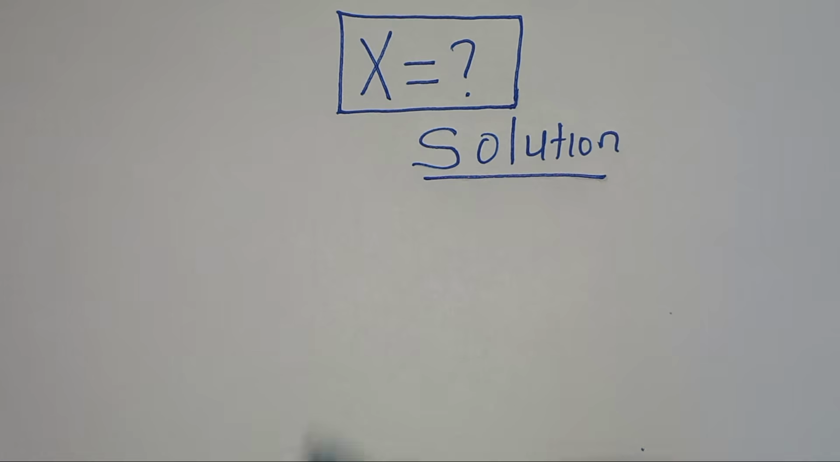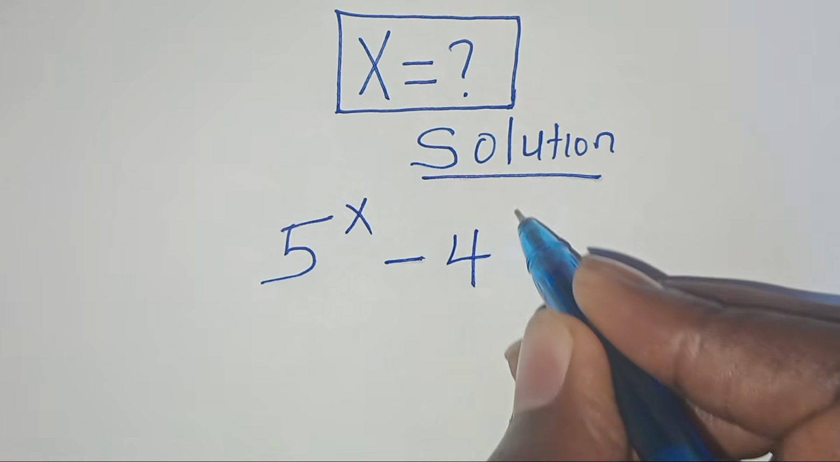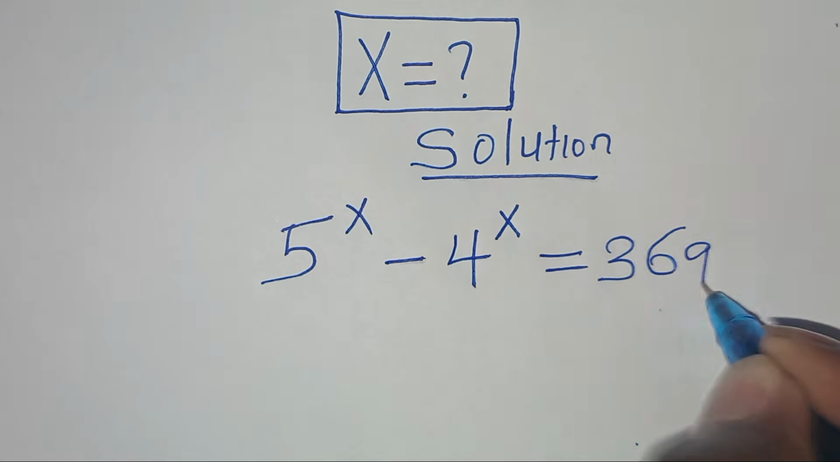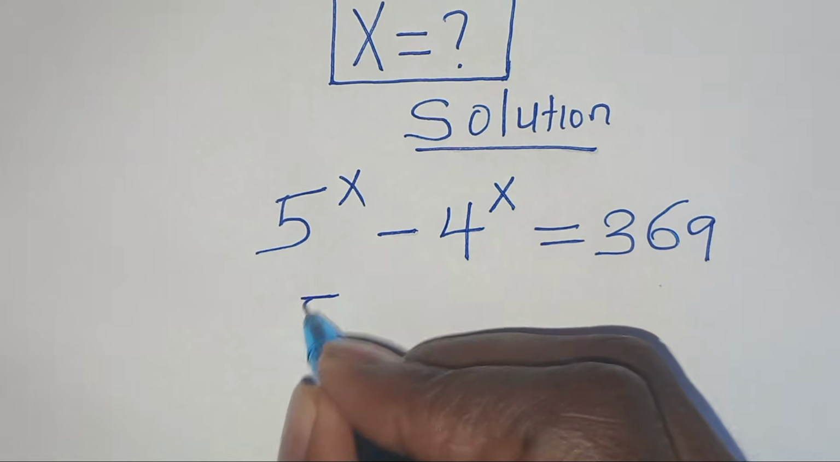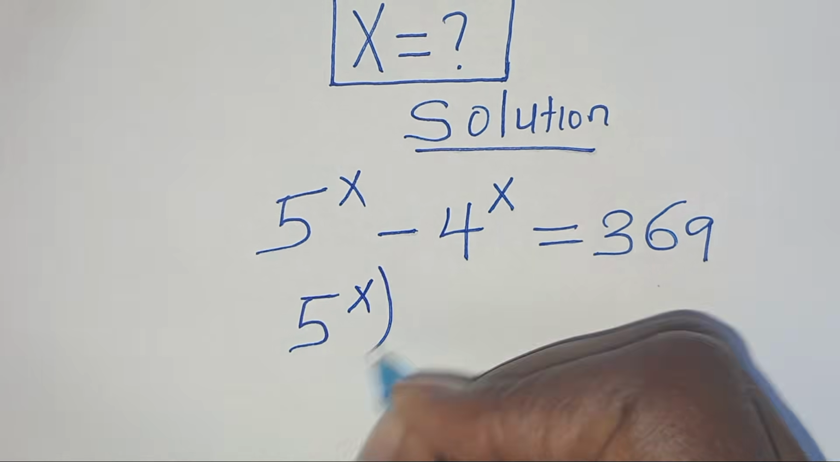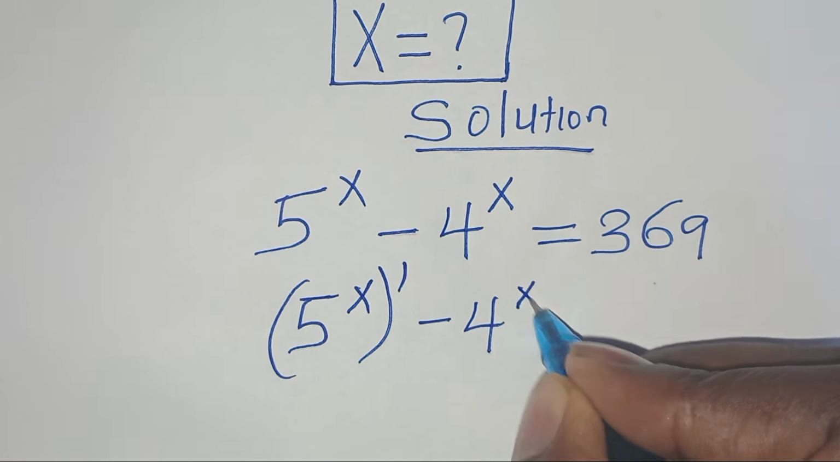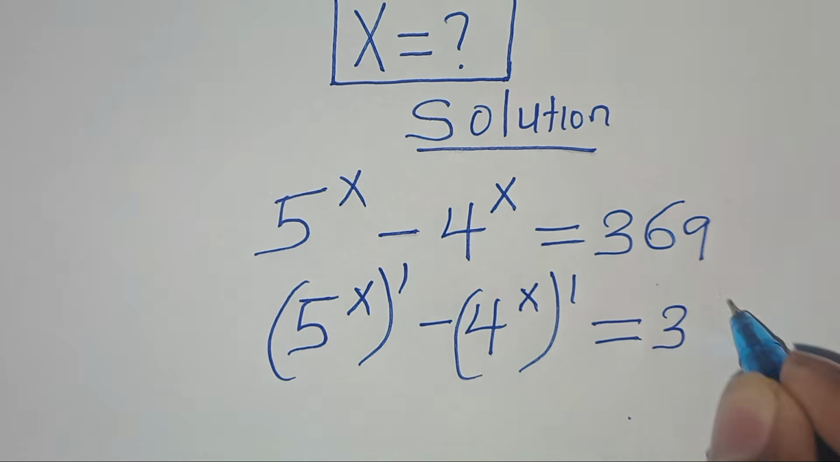So we have 5 to the power of x minus 4 to the power of x equal to 369. Now we can express 5 to the power of x as 5 to the power of x raised to the power of 1, minus 4 to the power of x raised to the power of 1. This is equal to 369.